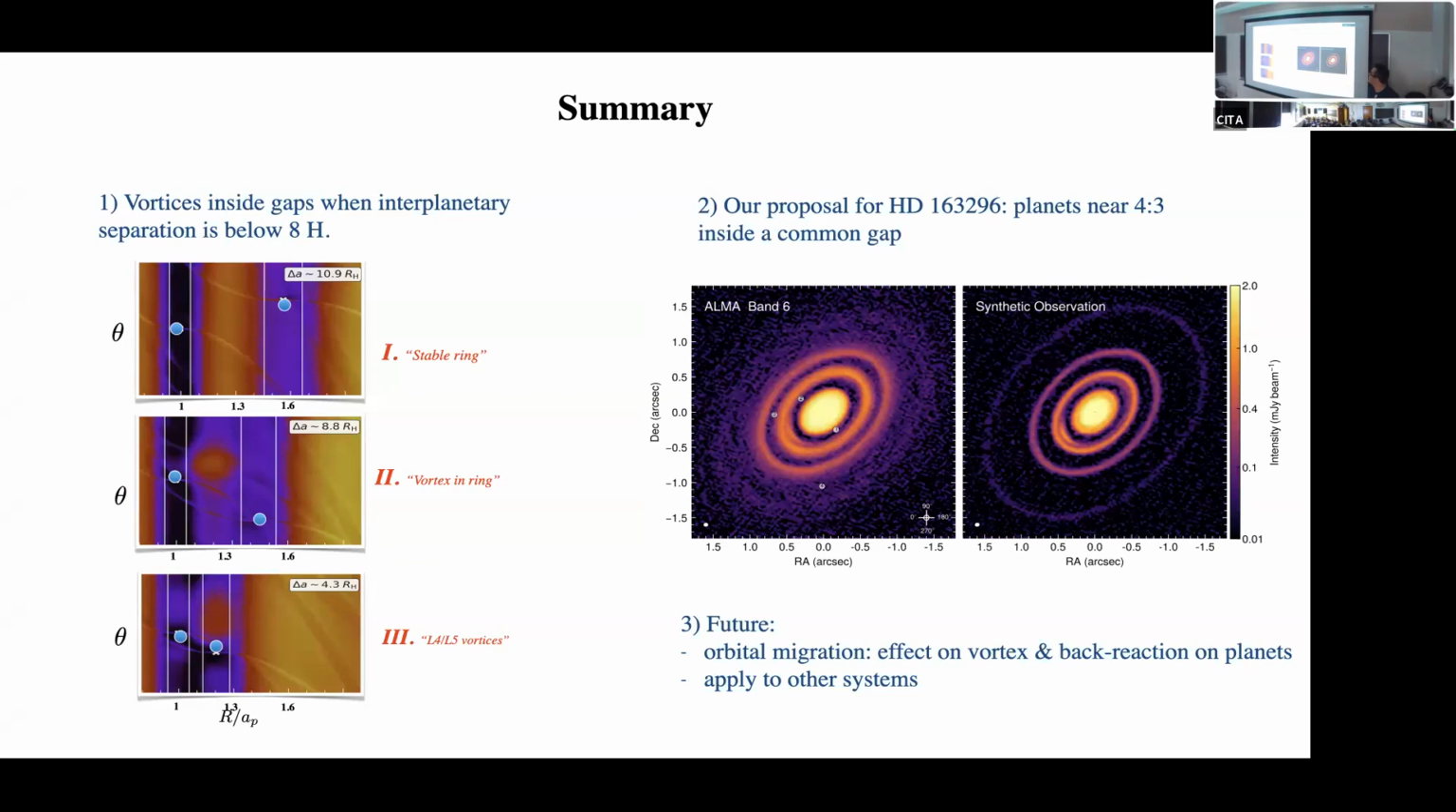Okay, so I'll leave a summary. The vortices inside, Chris is getting ready to applaud.